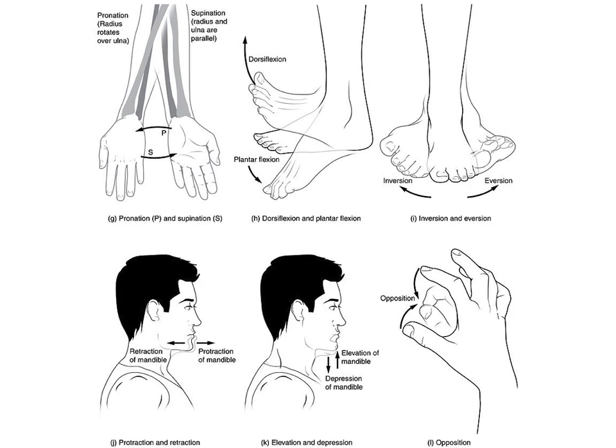Finally, opposition simply means opposing one body part against another. As shown in this example in image L, opposition can refer to opposing the thumb against one of the other fingers of the hand.